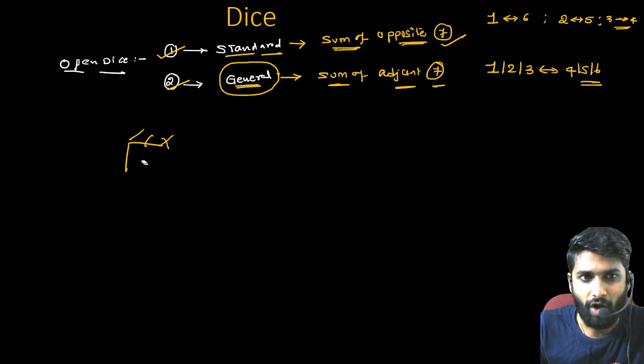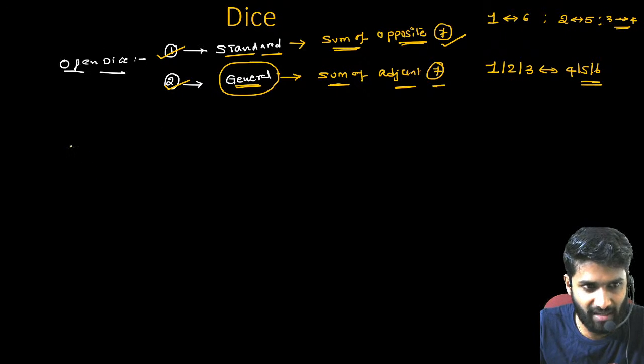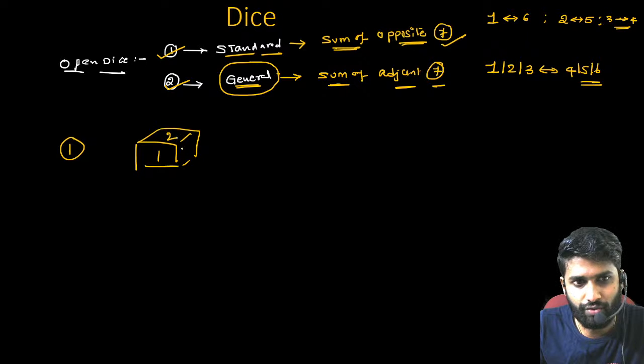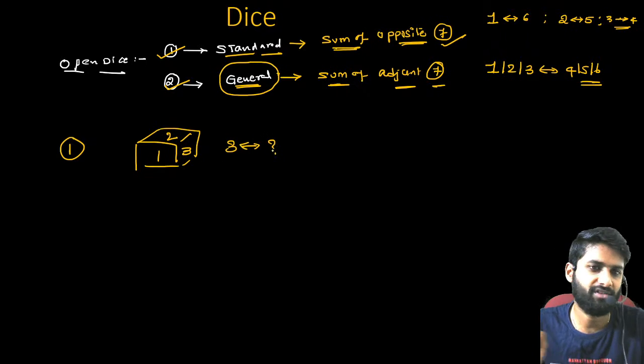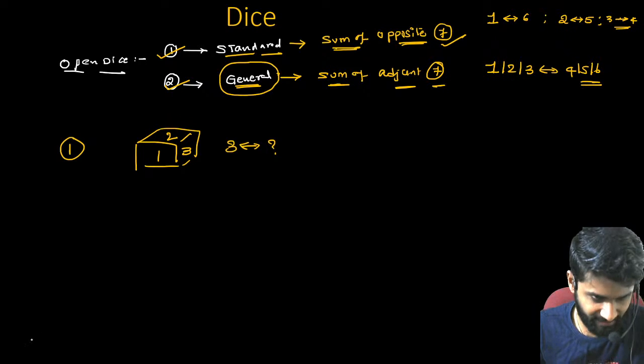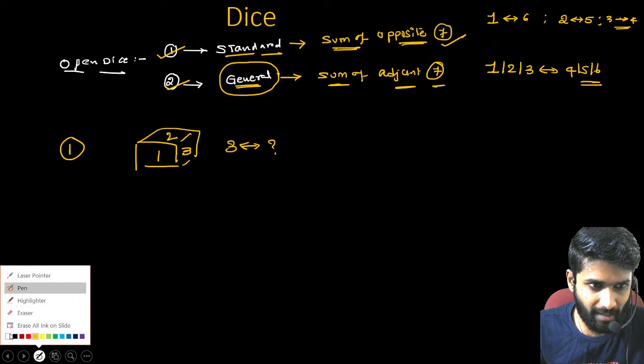Then what are the different types of questions? For example, here is question number 1. What is the opposite number of 3? This is the die they gave in the examination. We need to identify what is the opposite number for 3. Then see, guys, what is the opposite number of 3 means.